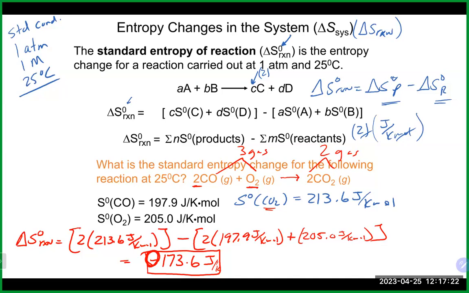So sometimes just looking at the equation, you can make a pretty good prediction as to whether that order should be increasing or decreasing. But basically, that is what that value tells us here. Nothing about spontaneity.